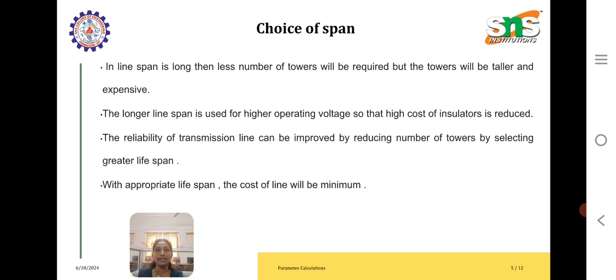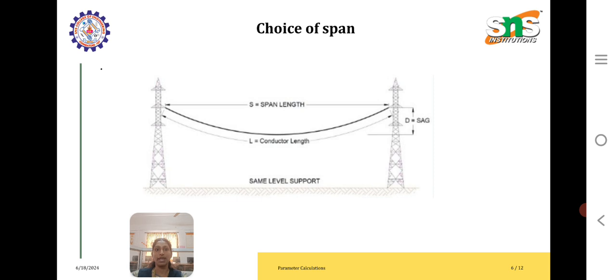And span. So, choice of span. If the line span is long, then fewer towers will be required, but the towers will be taller and expensive. The longer line span is used for higher operating voltage, so that the high cost of insulators is reduced. With an appropriate span, the cost of the line will be minimum. So we have to plan the span of the transmission line, improved by reducing the number of towers and selecting a greater span. With this appropriate span only, the cost of the line will be made minimum.